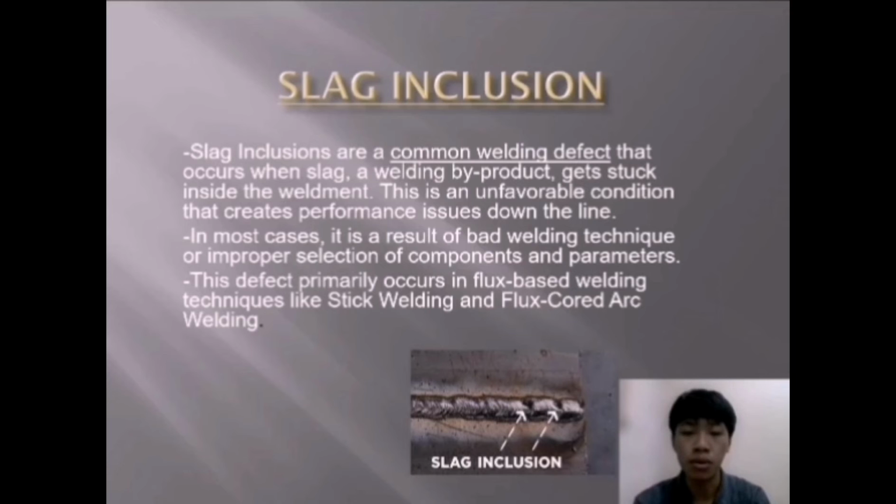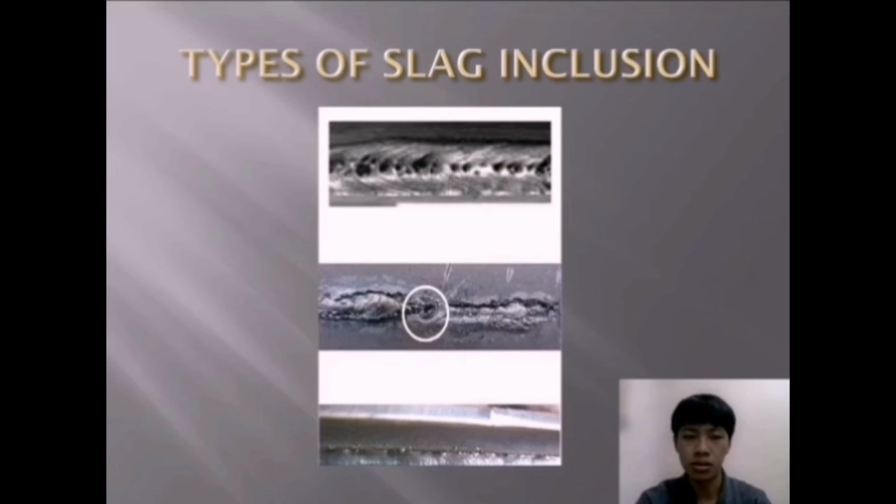Slag inclusion is a common welding defect that occurs when slag, a welding by-product, gets stuck inside the weldment. This is an unfavorable condition that creates performance issues down the line. In most cases, it is a result of bad welding technique or improper selection of components and parameters. This defect primarily occurs in flux-based welding techniques like stick welding and flux-cored welding. This picture that I show is the type of slag inclusion.